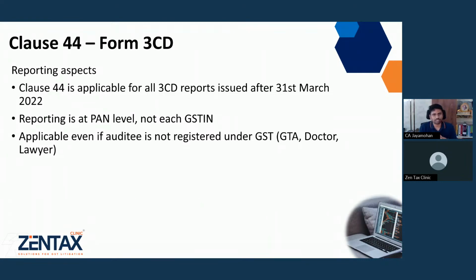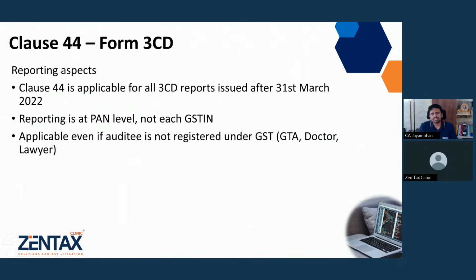But from our side, from Zen Tax Clinic, we suggest that in the tax audit report, you give the breakup of expenses under clause 44. It will definitely ensure more compliance, and it will also act as a check for you to reconcile the P&L account expenses and also the GSTR 2B in which your suppliers have filed your invoices. So it will act as a cross verification mechanism.